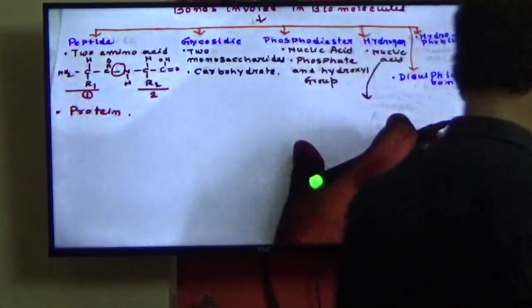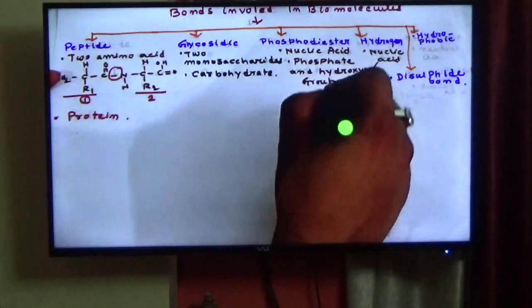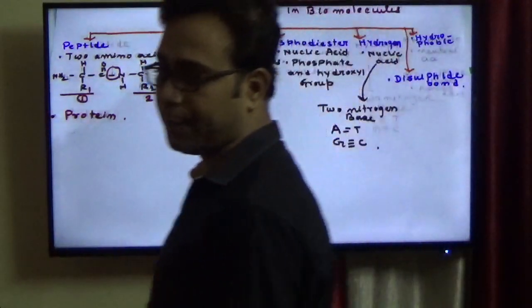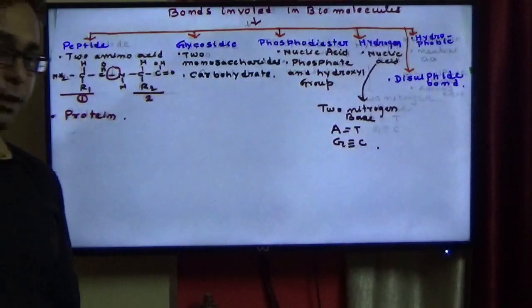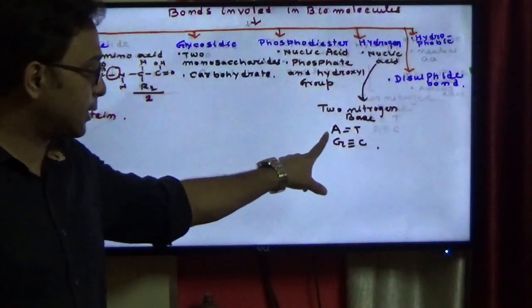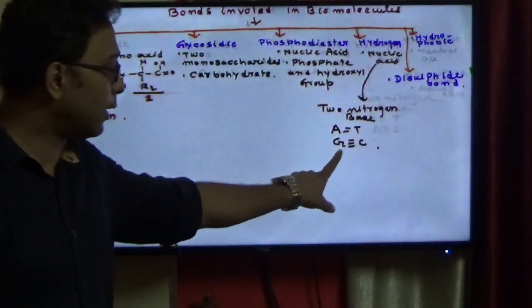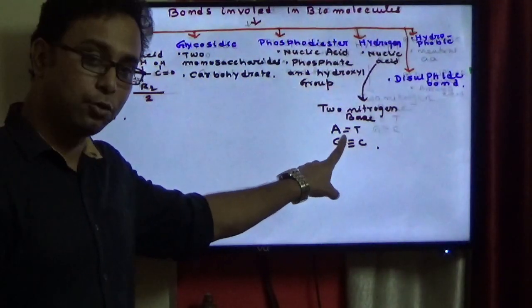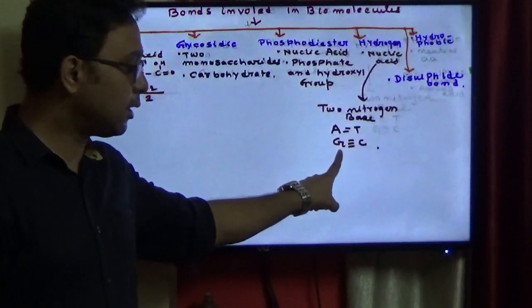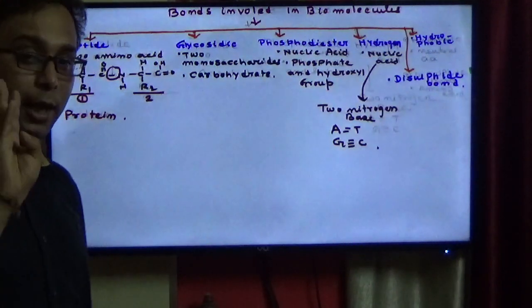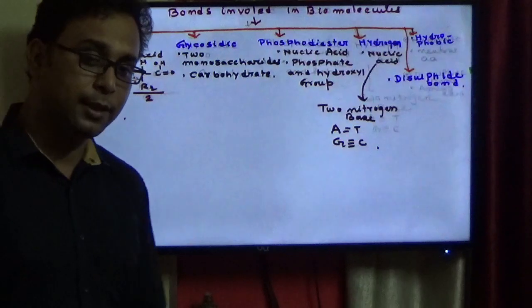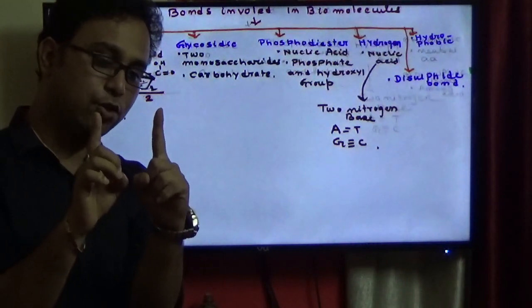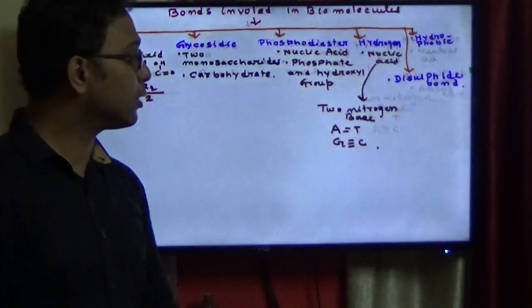Next one, the hydrogen bonds. Hydrogen bonds are present between two nitrogenous bases. The nitrogenous bases are adenine and thymine, guanine and cytosine, and A always binds with T by two hydrogen bonds. On the other hand, G always binds with C by three hydrogen bonds, and they are present between the two DNA strands. Two DNA strands are joined together by these hydrogen bonds.